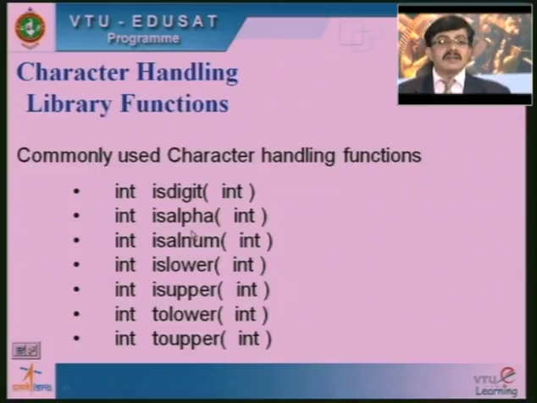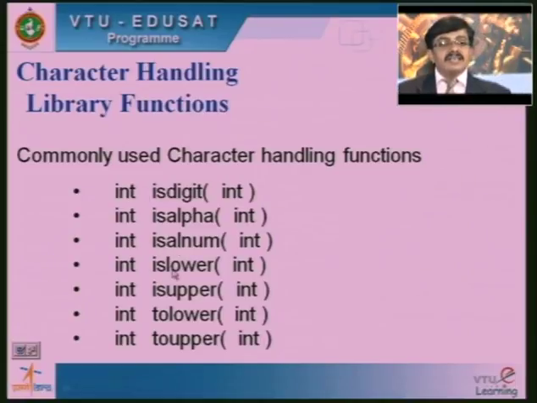Similarly, we have the isalpha function. Whichever parameter I am passing there, if it is an alphabet, the function returns 1, otherwise the function returns 0. Now, similarly, isalnum. This particular function returns 1 if the character I am passing as a parameter is an alphabet or even a number.